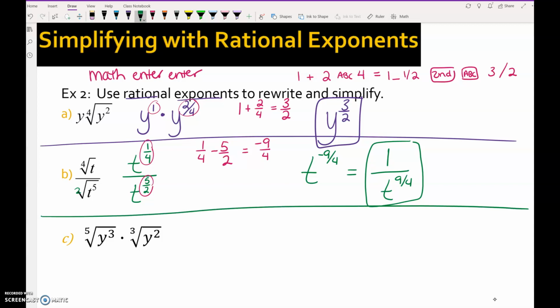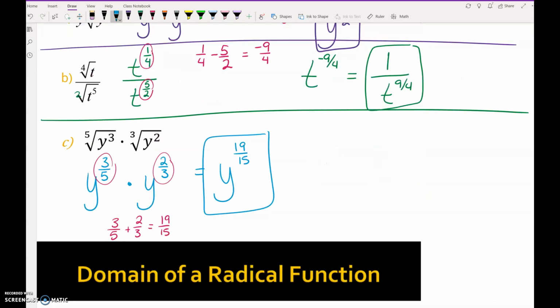I would like you to try C on your own. Pause the video, try C on your own. No, that fraction is not wrong. It is 19/15, so y to the 19/15.